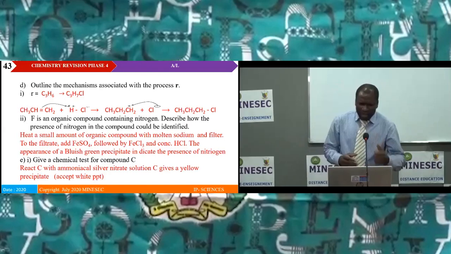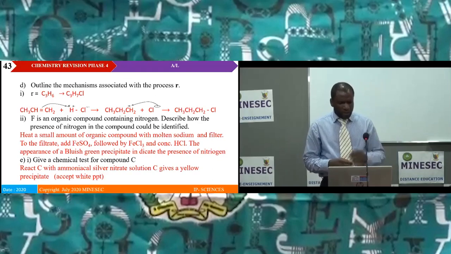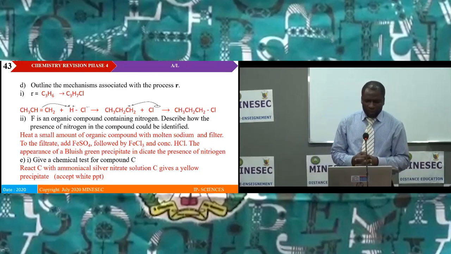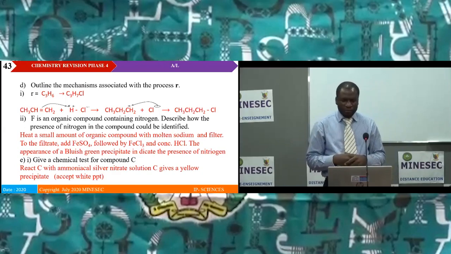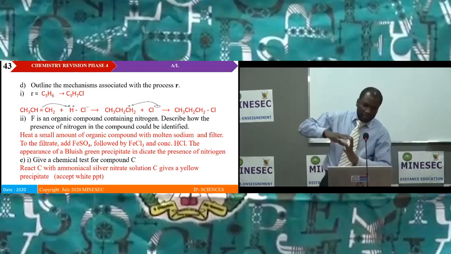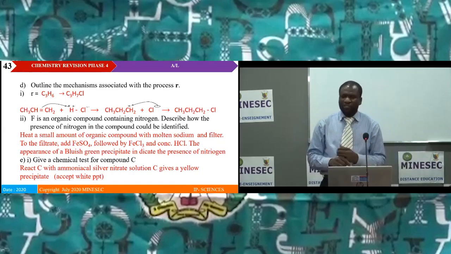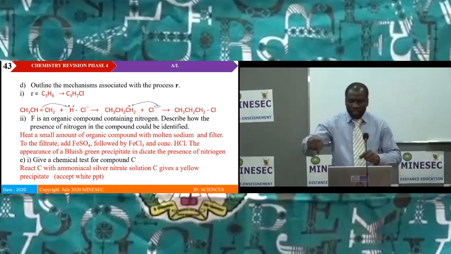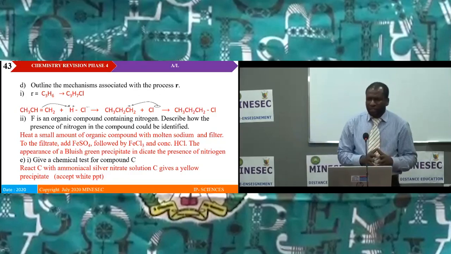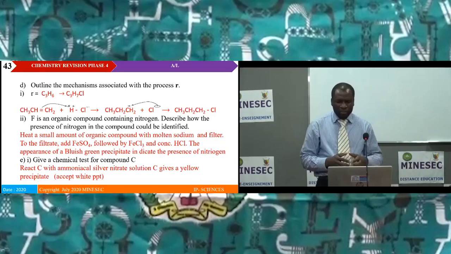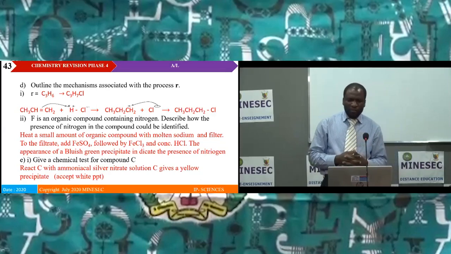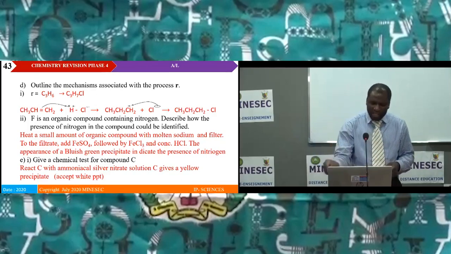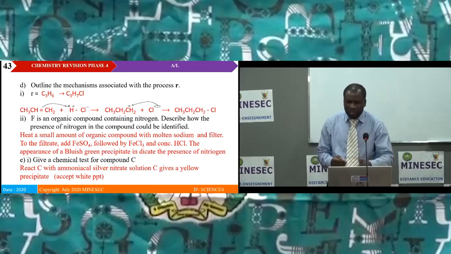Outline the mechanism associated with process R. So we're converting propyne to chloropropane, and our reagent is HCl. So the hydrogen end is partially positive and the chlorine end partially negative. So the double bond attacks the positive end of the reagent. So our arrow, as you can see on the screen, is moving from the double bond, which is an electron-rich center, to the hydrogen atom, which is partially positively charged, electron deficient. That forms a carbocation, which is positively charged, and is then attacked by Cl minus, the chloride ion. So look at the direction of the arrow again, moving from a negative center to the positive center. The direction of arrows there is very important.